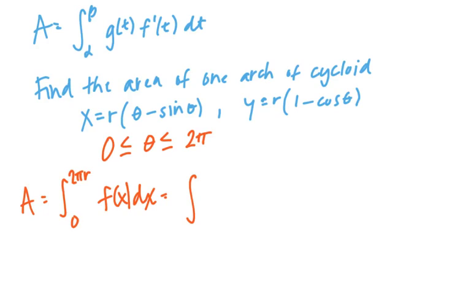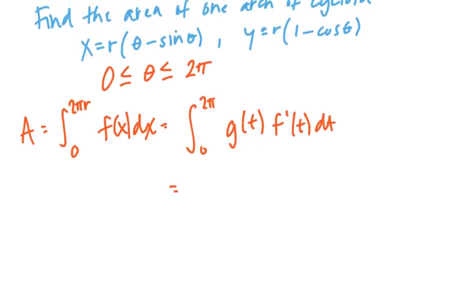So this becomes the integration from 0 to 2 pi, and we have g of t, f prime of t dt. So let's fill that in. We've got 0 to 2 pi. G of t is y, so that means we have r times 1 minus cosine of theta. And then we have f prime of t.